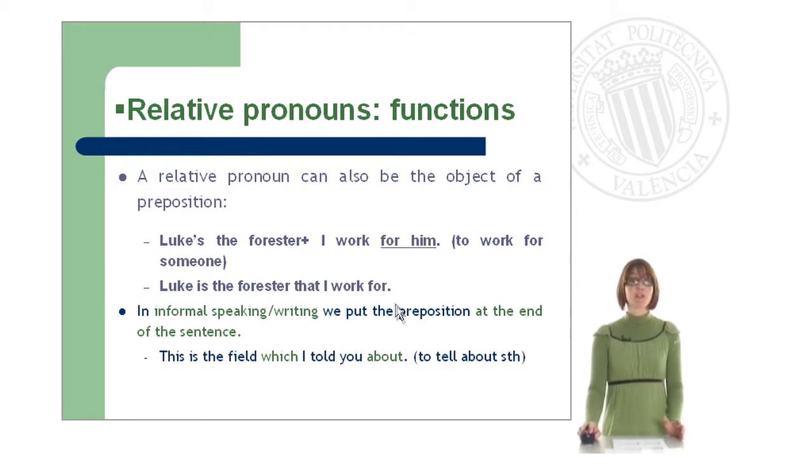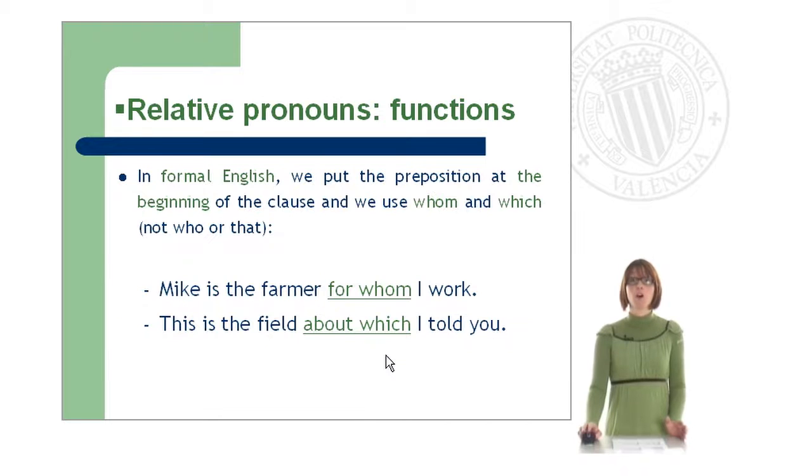Remember that in informal speaking or writing, we normally put the preposition at the end of the sentence. For example, this is a field which I told you about, and the preposition about goes at the end. On the contrary, in formal English, we sometimes put the preposition at the beginning of the clause, and we always use whom and which, and not who or that.